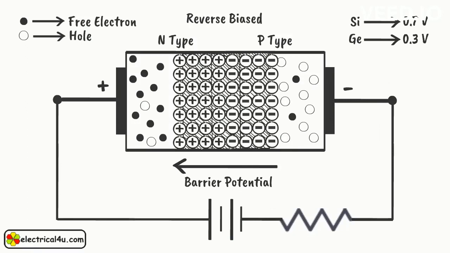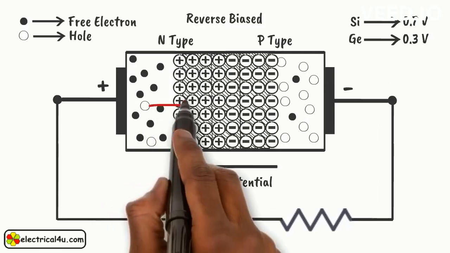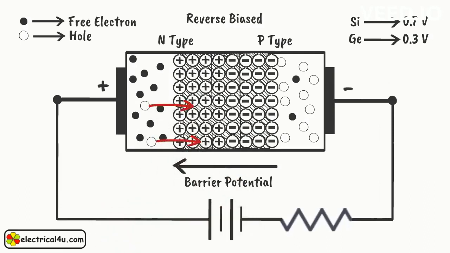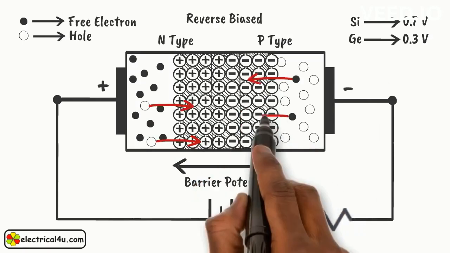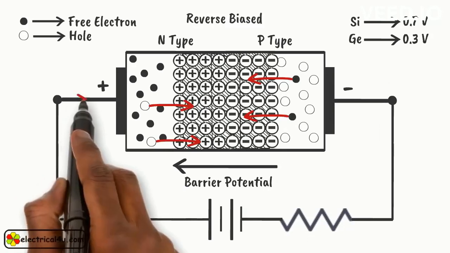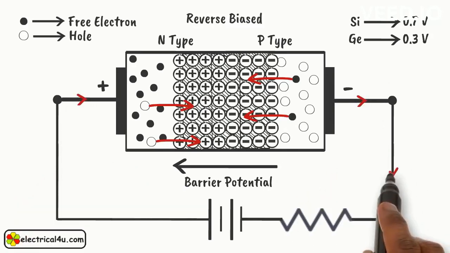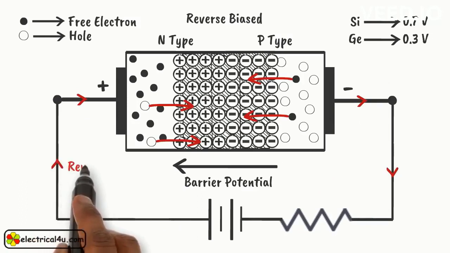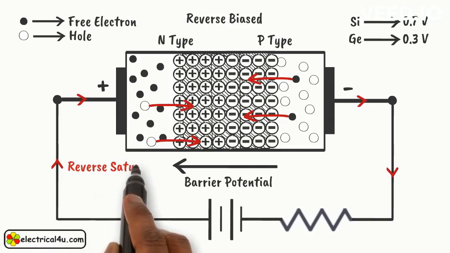Due to electrostatic force of the applied reverse biased voltage, these minority carriers will smoothly flow through the diode. Because the polarity of the reverse biased barrier potential does not oppose the flow of holes from n-type to p-type region, and free electrons from p-type to the n-type region. As the number of minority carriers is very few, a tiny current flows from the n-type end to the p-type end in the diode. This current is called reverse saturation current.